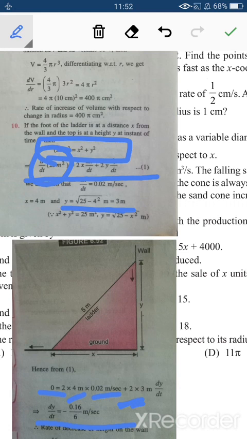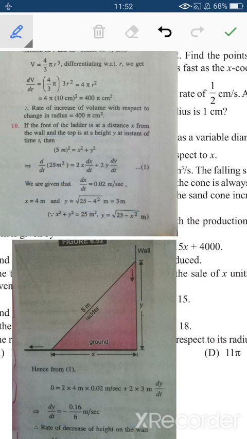As you can see in this question, as x is moving away, the height of the ladder is decreasing. This is a very important question. So till here you have to do it today, and in the next video I will be taking the questions from 11th onwards. Thank you all.